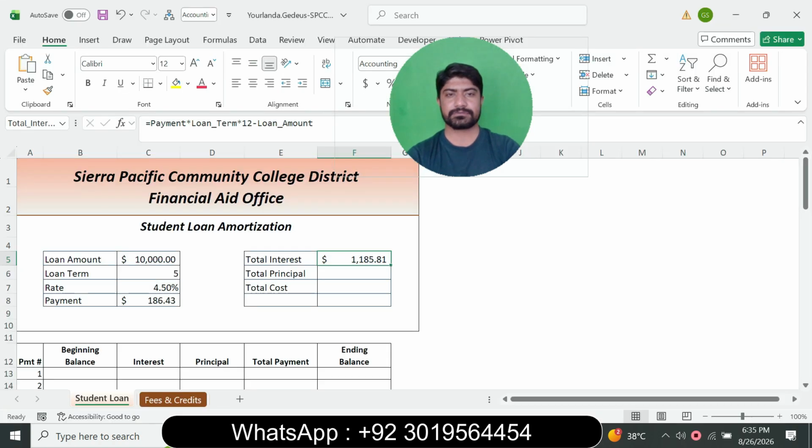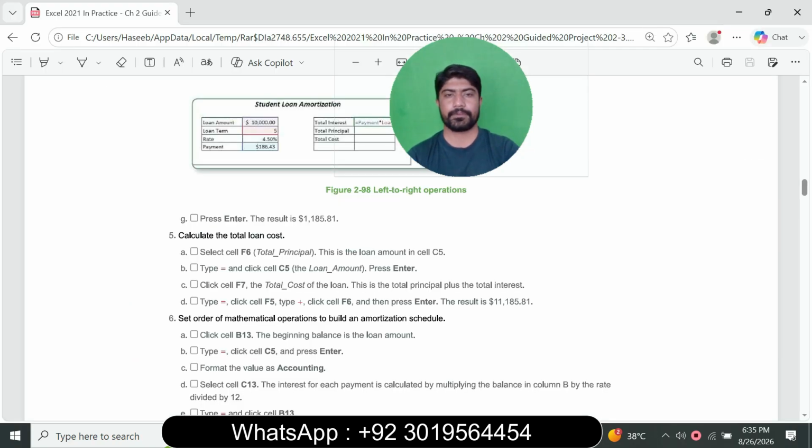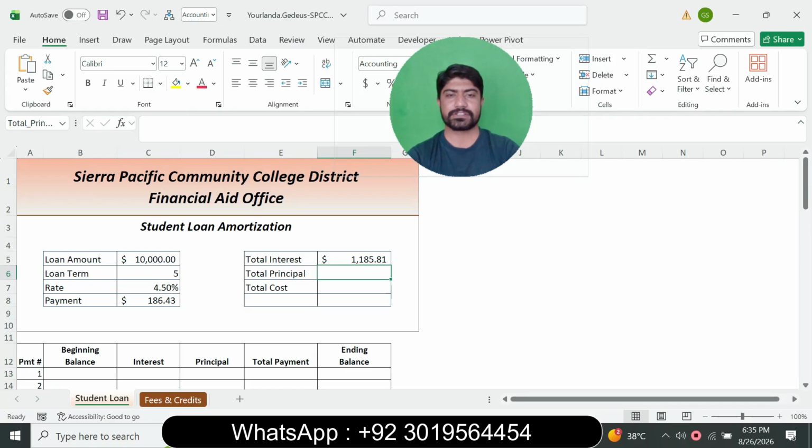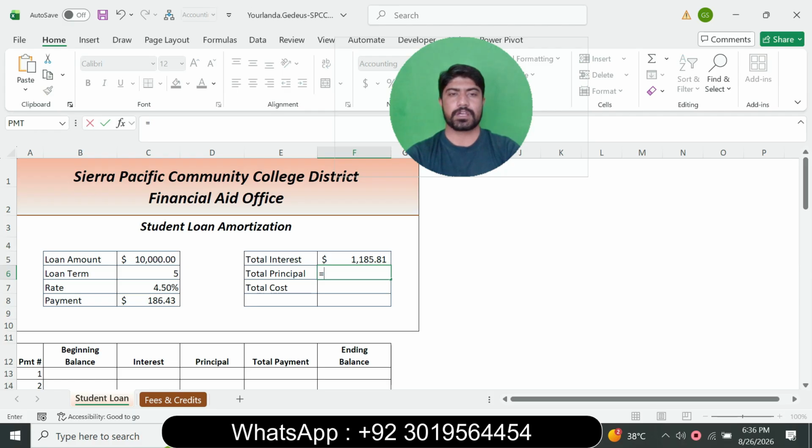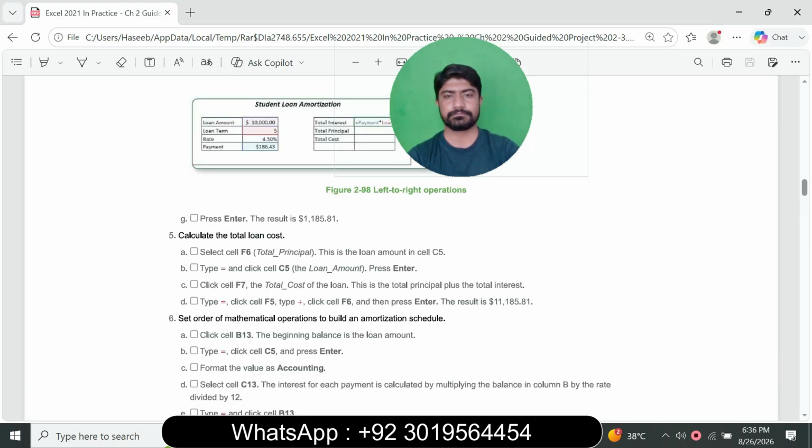Select cell F6, the total principal. The loan amount is in cell C5. Type is equal to, and click cell C5 and press enter. And next click cell F7, the total cost of the loan.